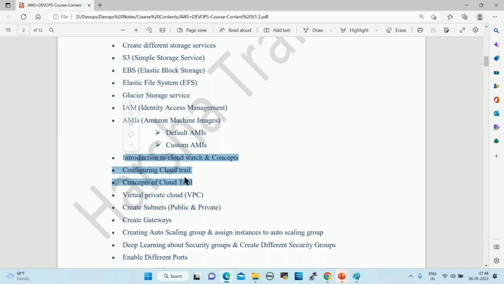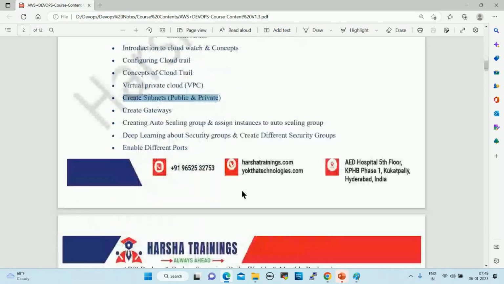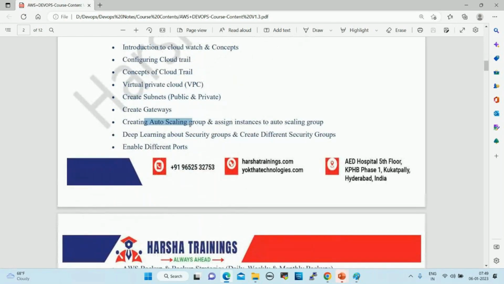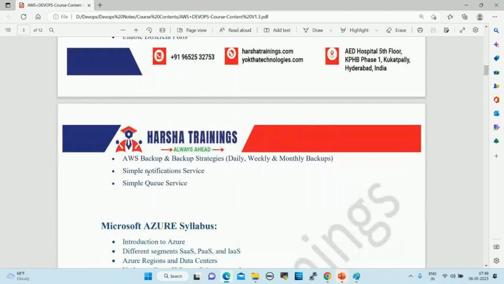Okay. Next one, Virtual Private Cloud, VPC. This is the networking part. So when you want to create servers, we use the VPC service. Subnets are also required. Gateways required. So auto scaling. Auto scaling is nothing but we can scale up servers. We can scale down servers, right? And security groups, different ports, right? Backup services, notification services, queue services. These are all services we are going to work on in AWS.